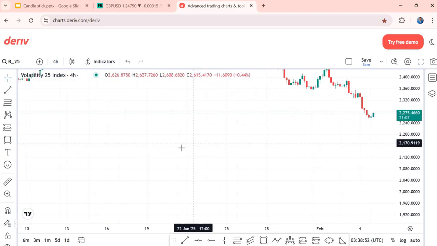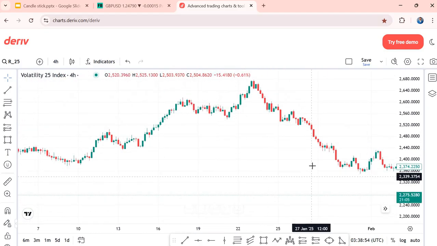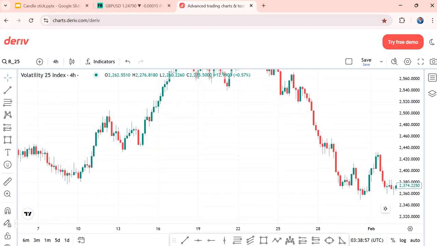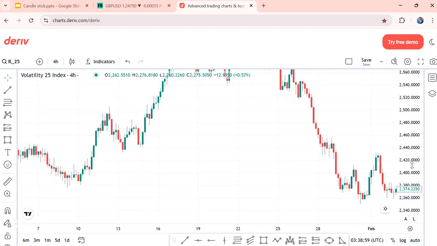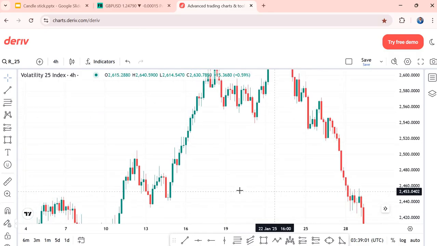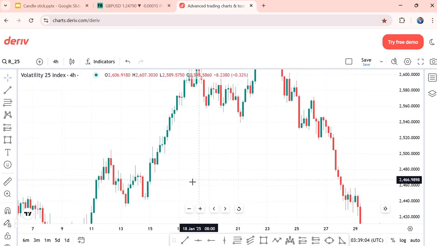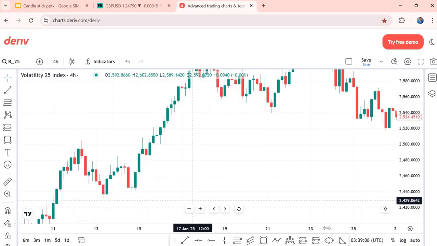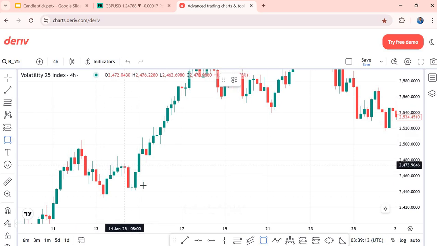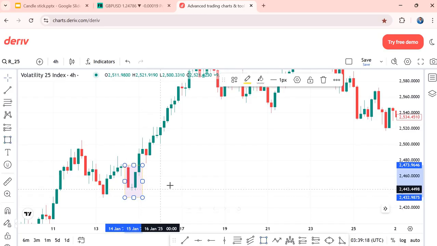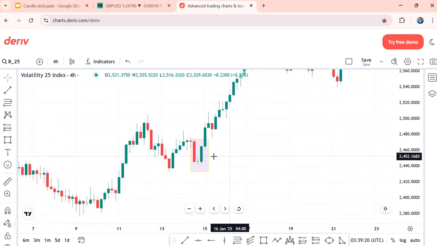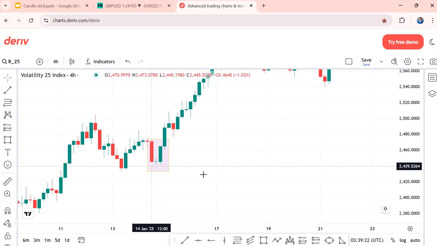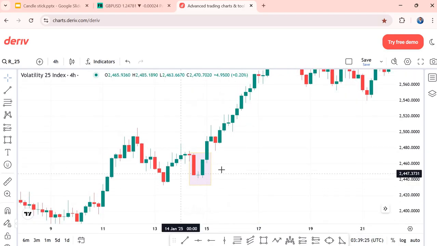Okay, so let's see. Good. Another very good example here. So this is a typical example of what I was talking about, that is the Morningstar. Let me mark it well for you. Good. So this is a typical example which has the indecision candle as the second candle, right?